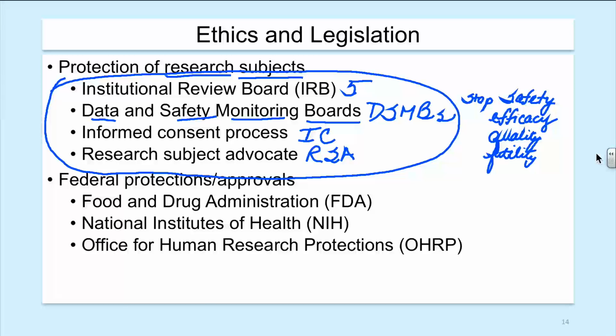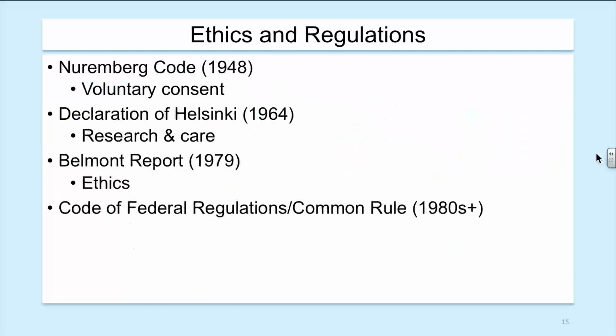The NIH has its own responsibilities, standard operating procedures, data and safety monitoring boards, which also ensures federal protections for research subjects. And then at the federal level, under the Department of Health and Human Services, we have the Office for Human Research Protections, also known as OHRP, that has responsibilities for protecting research subjects at all academic institutions across the country. So with regard to ethics and regulations, when we look historically, the Nuremberg Code in the 1940s defined voluntary consent.